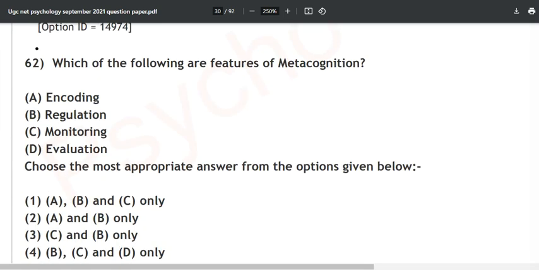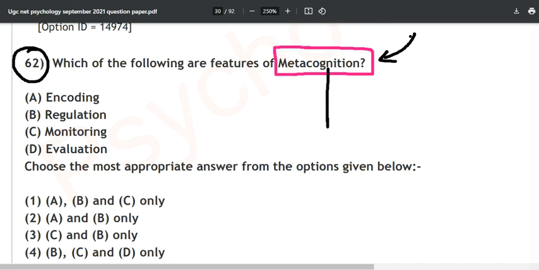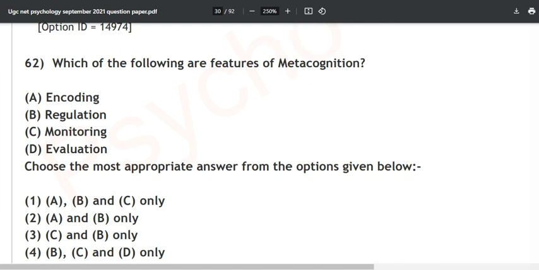Now we are into the next question, question number 6.2. Which of the following are features of metacognition? It is talking about metacognition. So what is cognition? You already know your cognitive abilities: learning, memory, and all those things. But now it's just a meta version, so pretty obviously we will try to find out the answer. Encoding, it will not be any day. And then the regulation, monitoring, and evaluation.